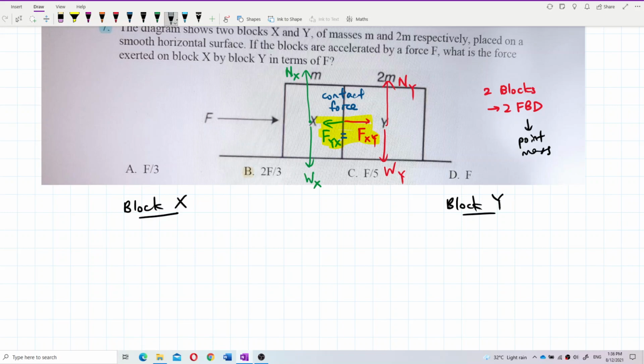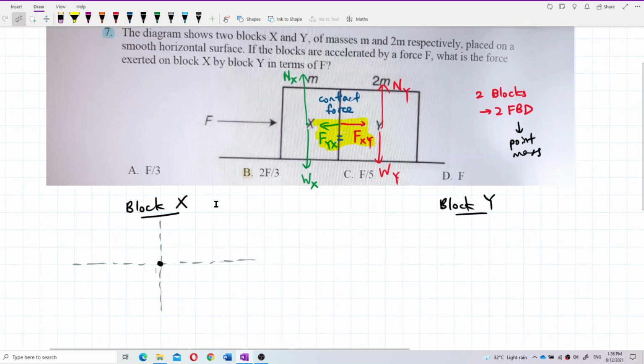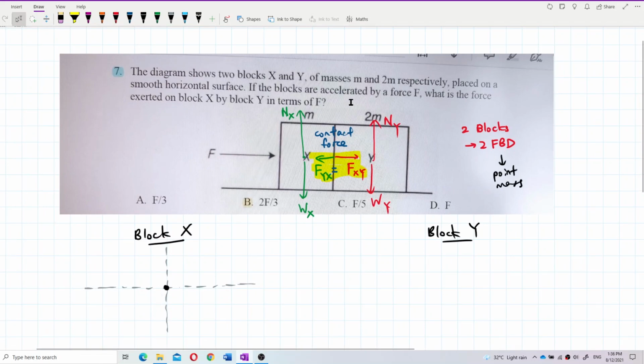First of all, you draw the axes, the x-axis and then the y-axis. Then you have the point mass at the center. This is the mass of X. Block X has mass m. Block Y has mass 2m.